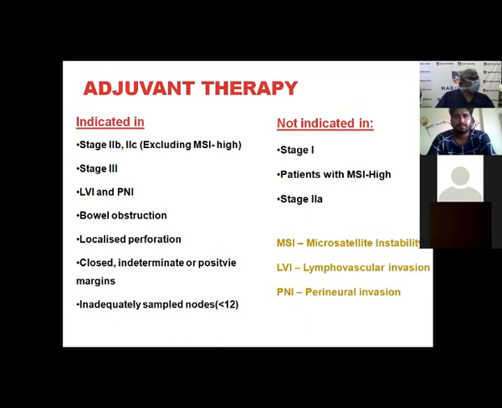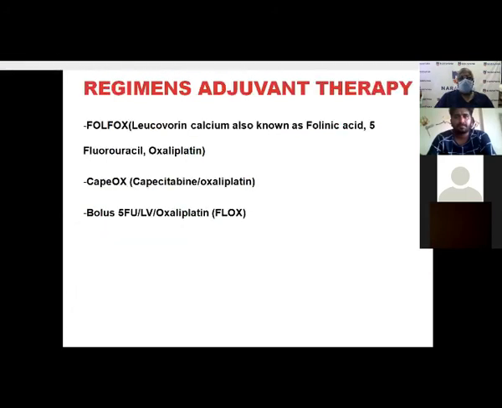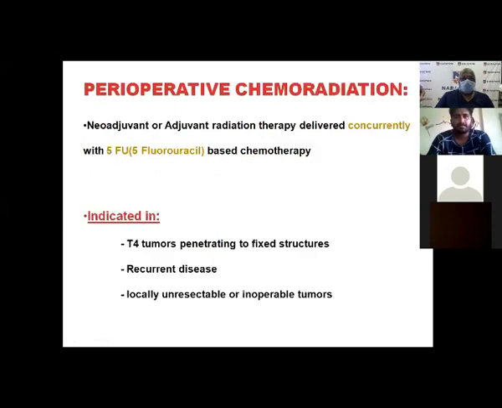Abbreviations. Regimens for adjuvant therapy: FOLFOX regimen, leucovorin calcium (also known as folinic acid), 5-fluorouracil and oxaliplatin; CAPOX, capecitabine and oxaliplatin; bolus 5-FU with leucovorin and oxaliplatin, FLOX regimen. These are the adjuvant therapies that are given following your surgery.